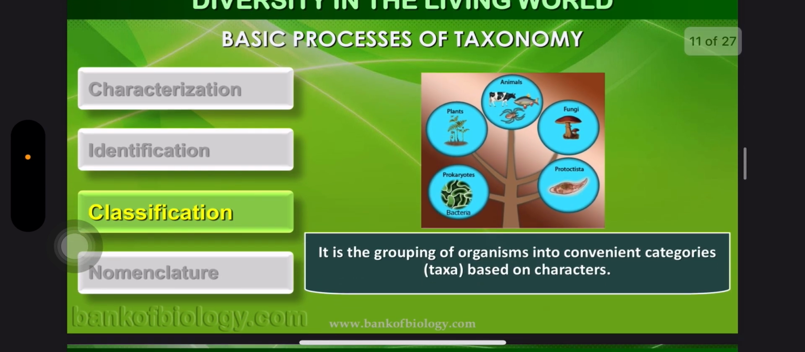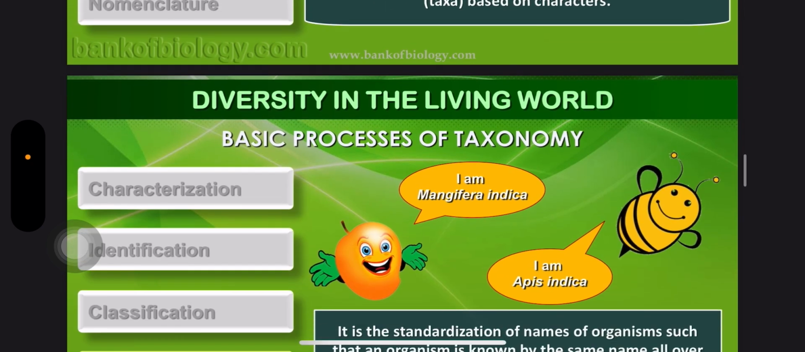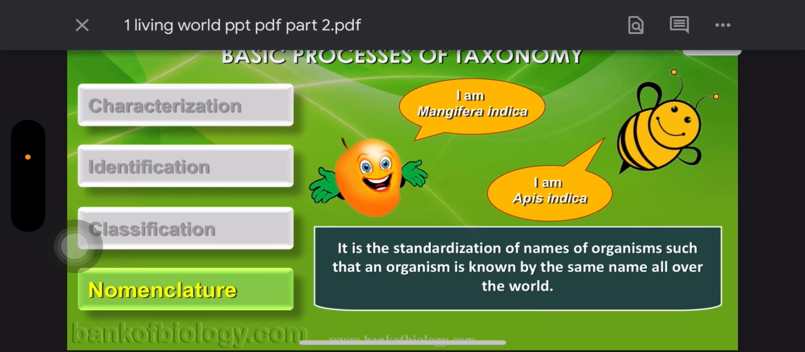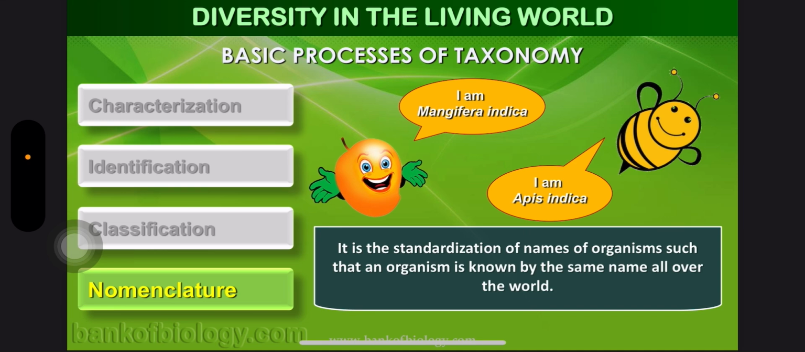Next, classification. It is the grouping of organisms into convenient categories called taxa. Taxa is the plural, taxon is the singular. Based on their characters, we can classify the organism. Here is the nomenclature. It is the standardization of names of organisms so that an organism is known by the same name all over the world, to avoid confusion from giving different names.